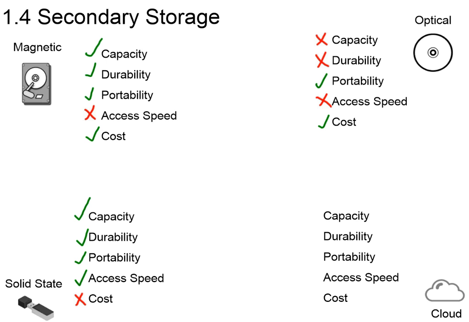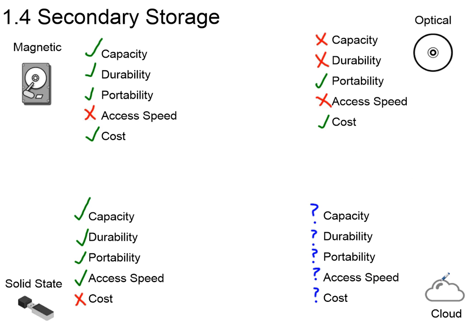And lastly, cloud. Cloud is an interesting one. They're generally not going to ask you about these 5 characteristics in an exam because cloud all depends on your network. So if you're running on a fast network, access speed is going to be great. If you're running on a slow network, access speed and then everything else is going to be very poor.